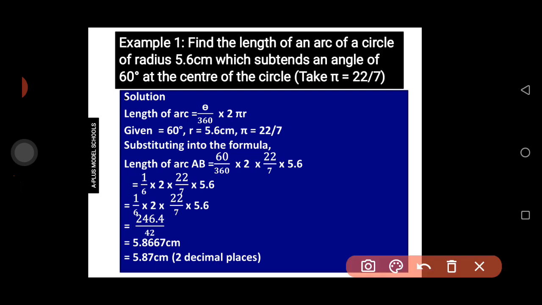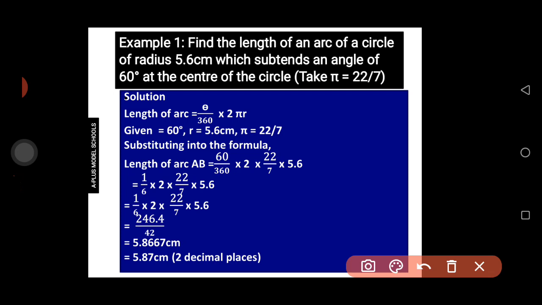The formula is: length of an arc is equal to theta over 360 multiplied by 2 pi r. We are given theta to be 60 degrees, r to be 5.6 centimeters, then pi to be 22 over 7. So substituting these values into your formula, the length will now be 60 over 360 multiplied by 2 times 22 over 7, then multiplied by 5.6.